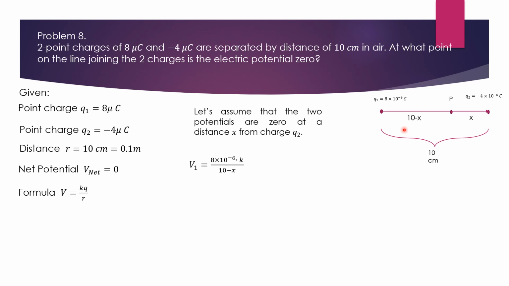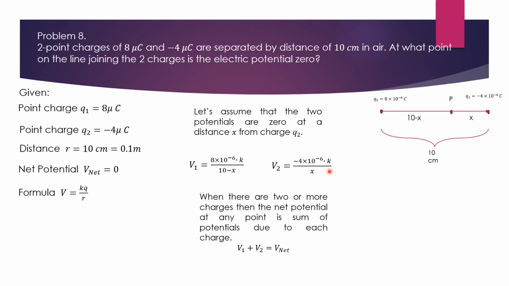So potential due to charge 1 at point P will be 8 into 10 power minus 6 k over 10 minus x, and potential V2 due to charge Q2 at this point P will be minus 4 into 10 power minus 6 k over x. I have intentionally used the symbol k here and not the value of k, just to shorten it, because it will not be used.